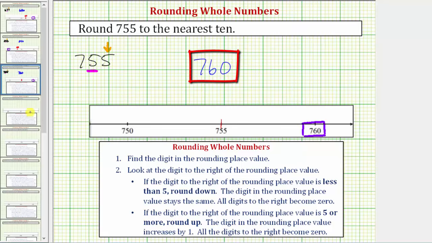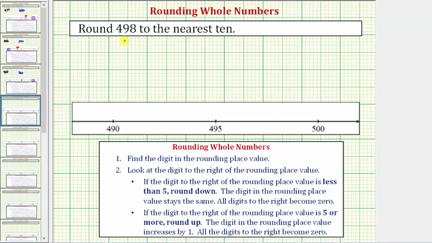And let's look at one last example. We're asked to round 498 to the nearest 10. Counting by tens, 498 is between 490 and 500. 498 would be approximately here. Because 498 is closer to 500 than it is to 490, 498 rounds up to 500 when rounding to the nearest 10.